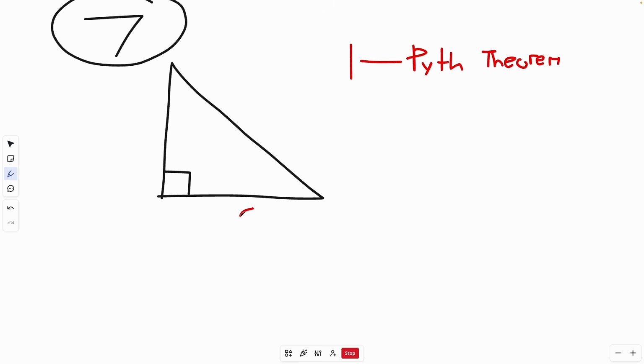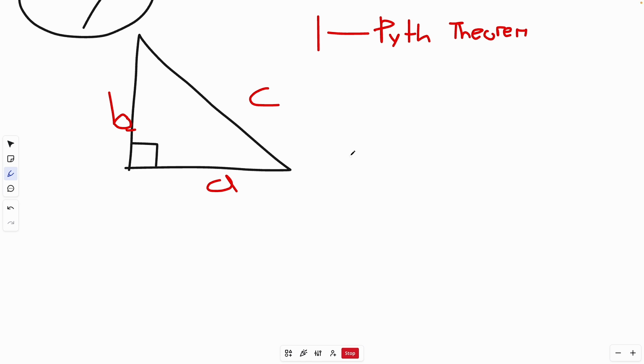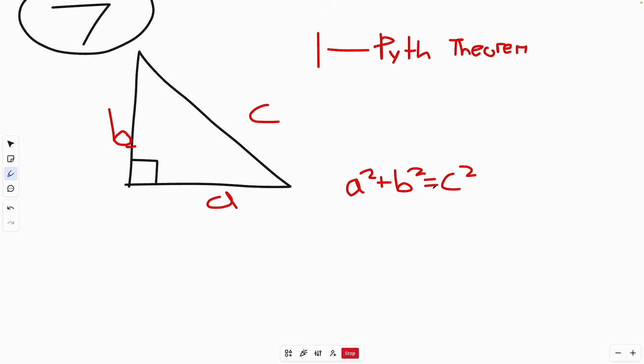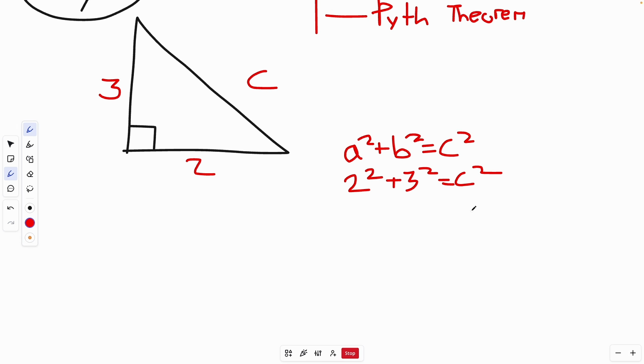You see, if you draw some letters on this triangle, like A, B, and C, if you then set up this equation, a squared plus b squared equals c squared, you can solve for basically any of the sides. The only thing is you need to be given 2 of the sides in order to solve for the third one. So if you're given a problem like this, you can just do 2 squared plus 3 squared equals c squared. That's going to give you 13 equals c squared.